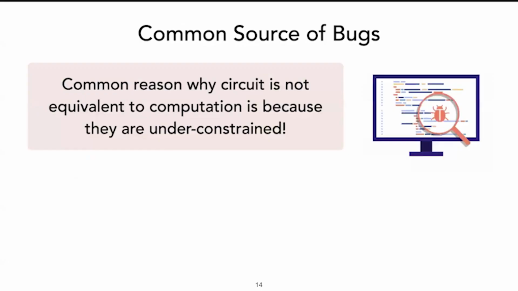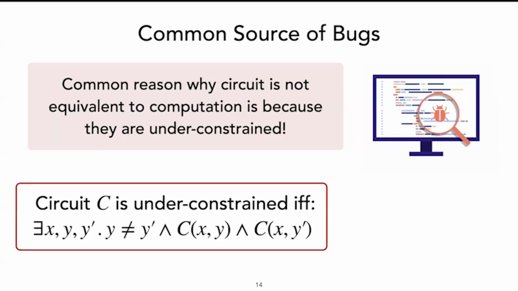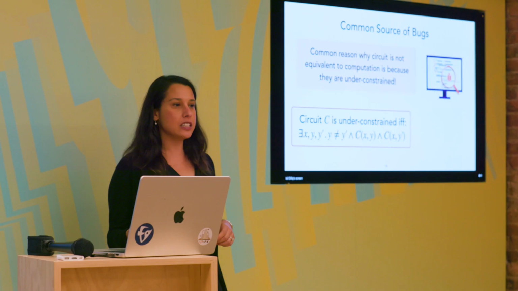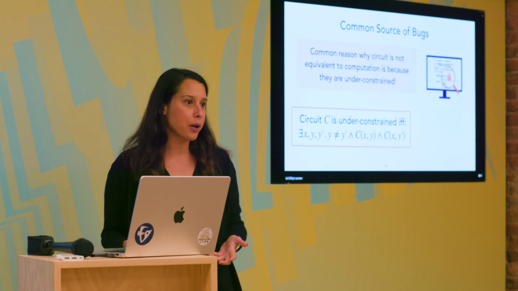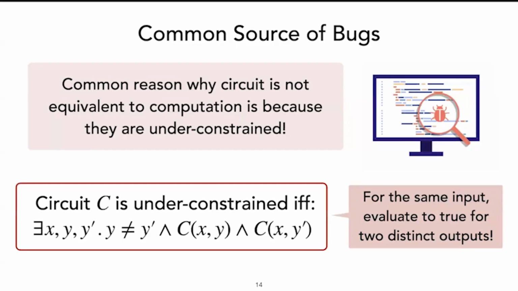Okay, so to answer Tim's question, it turns out that a common reason why circuits are often not equivalent to the computation that they're meant to certify is because they are under-constrained. So what do I mean by a circuit being under-constrained? Well, it basically means that for the same input X, you can find two distinct outputs Y and Y prime, such that C of X, Y and C of X, Y prime both evaluate to true. So basically it's saying that for the same inputs, it evaluates to true for two distinct outputs.